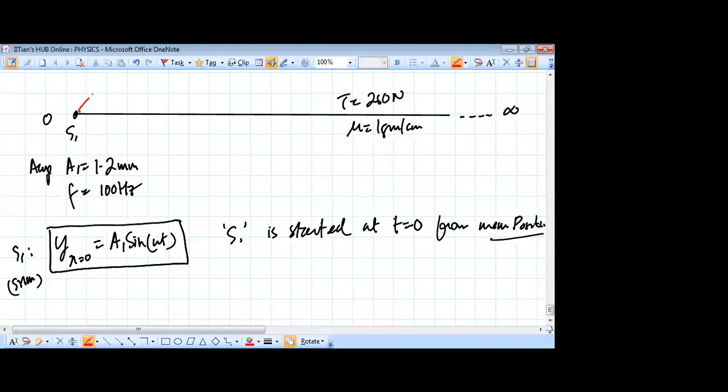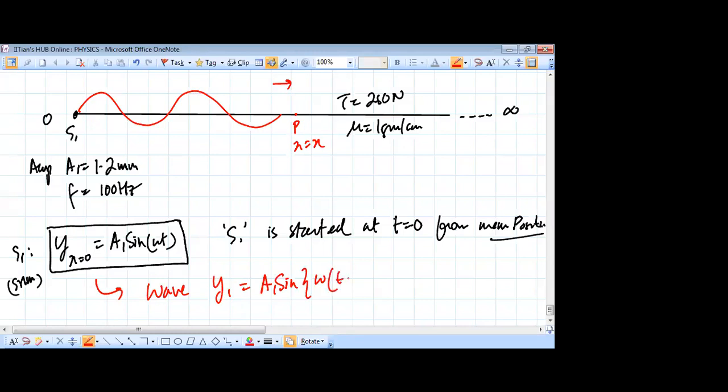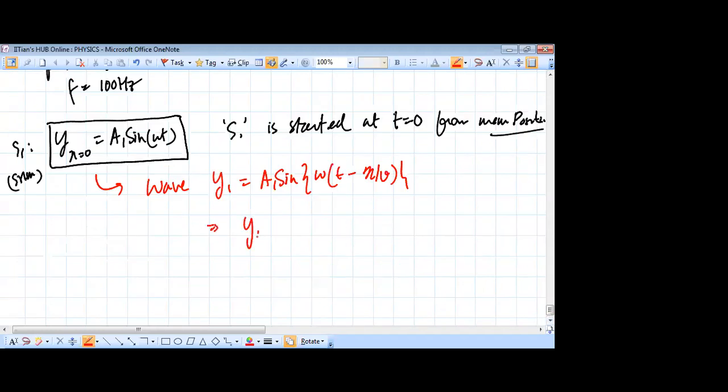It would create a wave that is traveling like this. At a general point like P at x equal to x, the wave by S1 would be E1 sine omega into t minus x by v, because the distance from here to here is x. So it's traveling a distance x, which creates a delay time of x by v. So the wave equation becomes y1 equals E1 sine omega t minus kx.